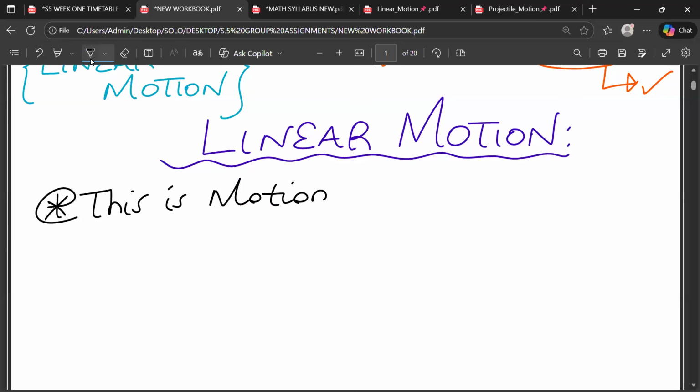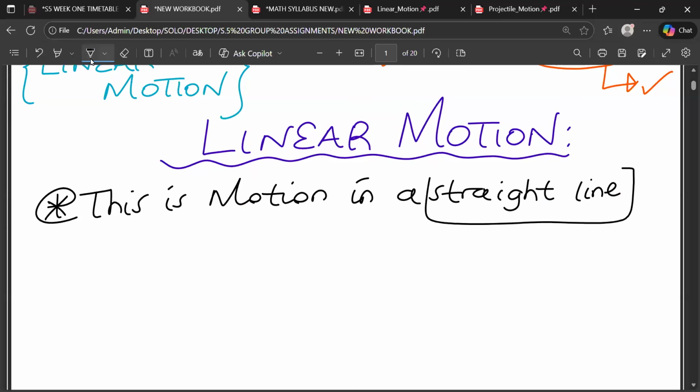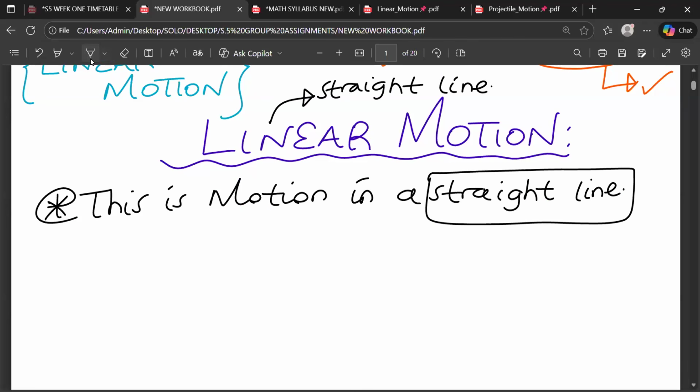So I've told you that linear motion, because of the word linear, is motion in a straight line. Linear alone means straight line. So this is straight line motion. For you to understand linear motion very well so that you can attempt whichever question comes across, you're supposed to resolve the following terms. If you can define these terms correctly, you're good to go.